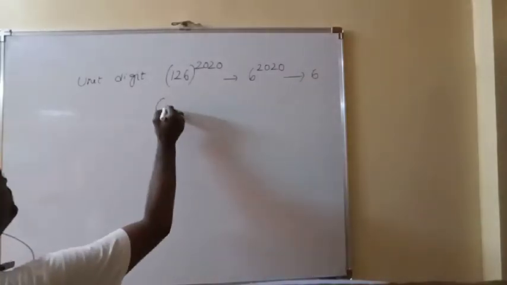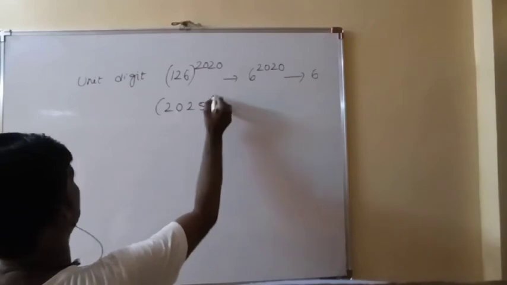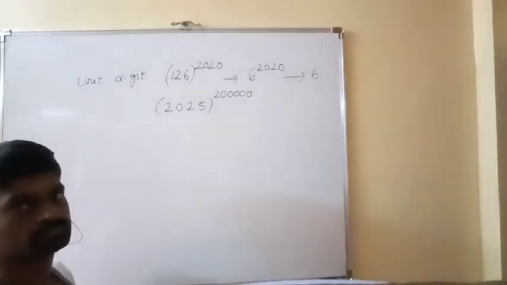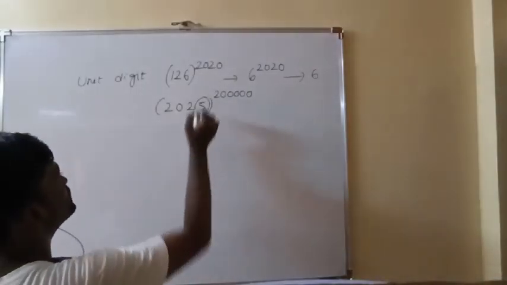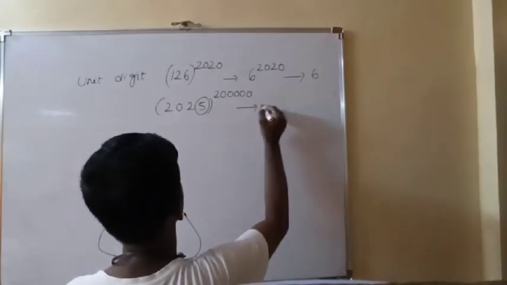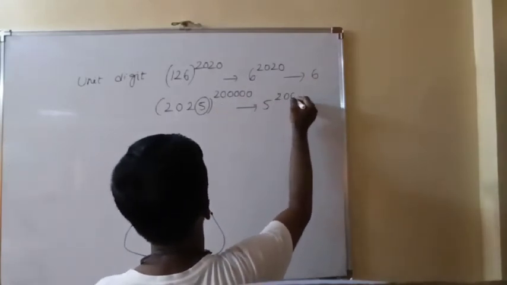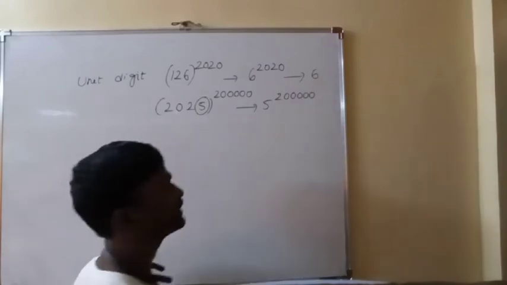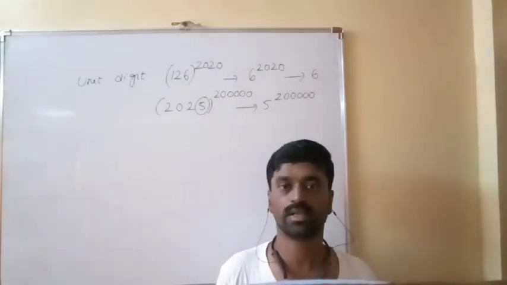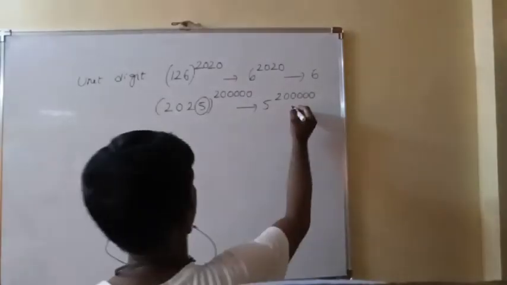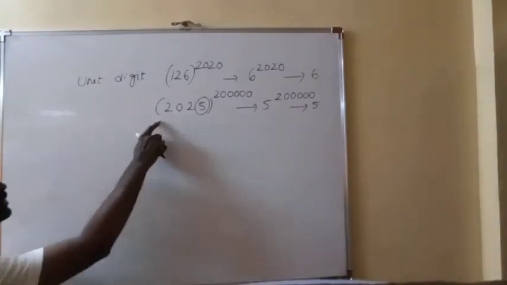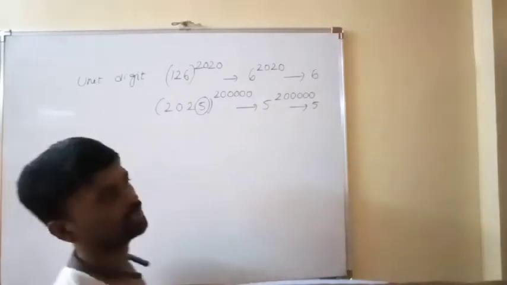So, what is the unit digit in 2025 whole power 2 lakhs? In the base, what is the unit digit? 5. So the unit digit in 2025 whole power 2 lakhs is the same as the unit digit in 5 power 2 lakhs. And you already know that the unit digit in 5 power n for any natural number n is 5 only. So the unit digit in 5 power 2 lakhs is 5. Thus the unit digit in 2025 whole power 2 lakhs is 5.